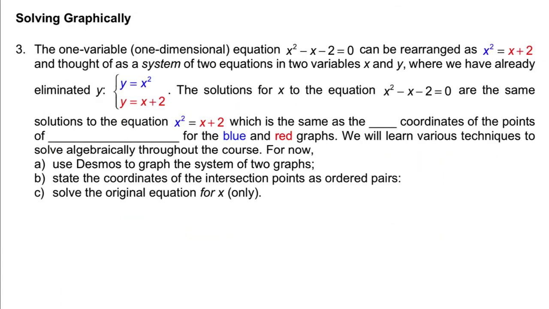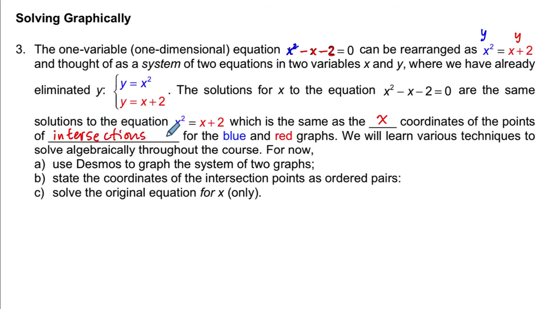A really valuable tool that we have in our toolbox for solving is solving graphically. Oftentimes we would take an equation like this, x squared minus x minus 2 equal to 0, and solve it algebraically. But I'm going to color code this, and I'm going to rearrange it so that I have a blue expression on the left, which is y equals x squared, and a red expression, y equal to x plus 2, on the right. Then the solutions to the original single variable equation is the same as finding the x-coordinates of the points of intersection for the blue and the red graphs.